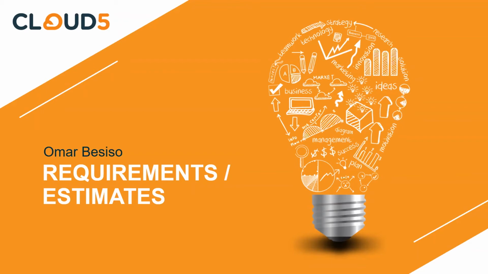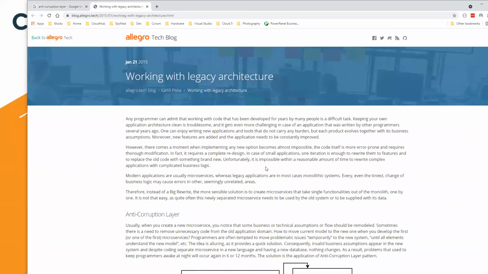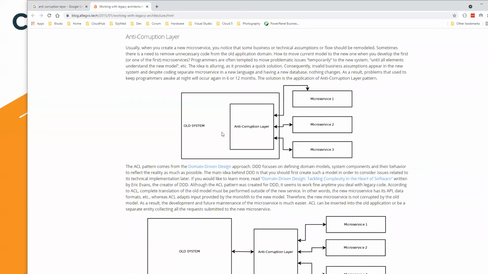If you Google anti-corruption layer, you will find that that is, in fact, the paradigm that we use for encapsulating old systems. So working with legacy architecture, you'll find that here is the old system. Here are your new microservices or whatever you want to call them. And usually we put in front of it an anti-corruption layer.